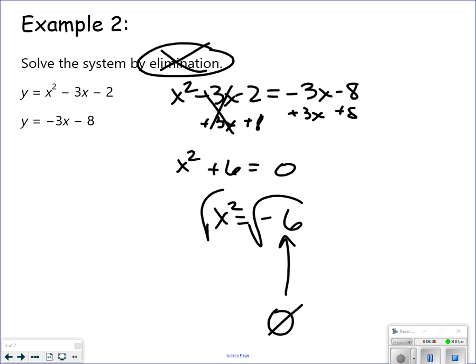So again, if you were looking at this visually, you're talking about a parabola and a line that never cross, which is why this would be no solution. You can't do an intersection of something that doesn't actually cross. So I set them equal to each other, make it equal 0, and then pick one of my methods to actually solve.